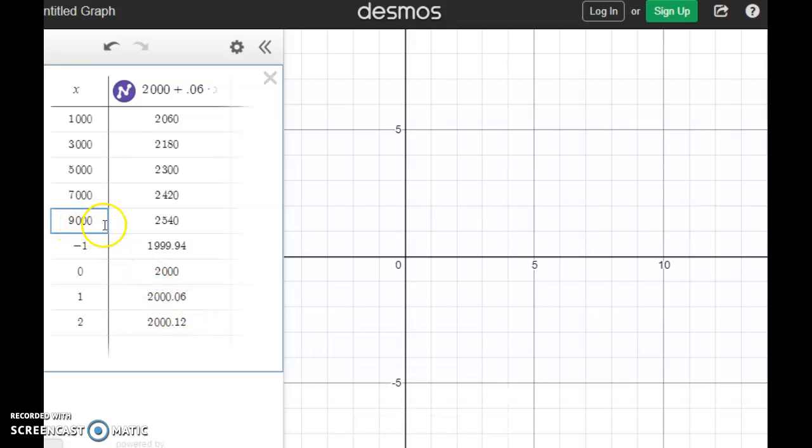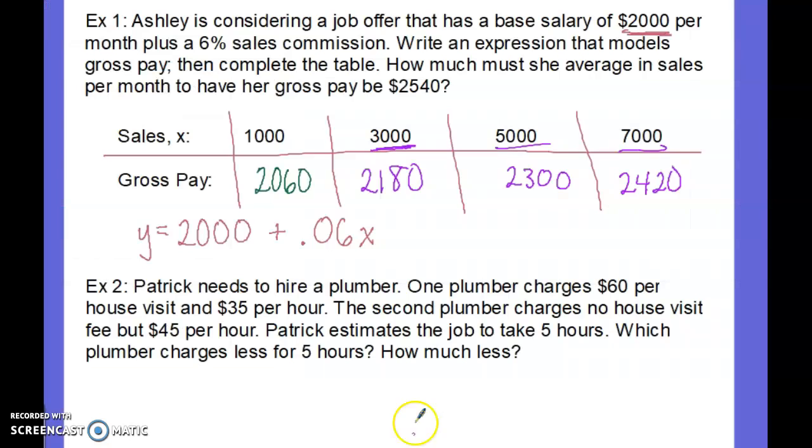She would have to sell $9,000 worth of stuff before she made a salary of $2,540, which is this question right here. So that's how you can use your tables to answer that question. How much must she have in sales? It's $9,000. That answers this question right here.